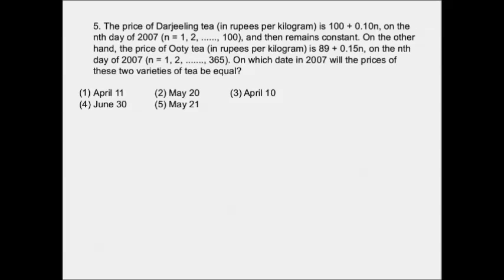It says the price of Darjeeling tea in rupees per kg is 100 plus 0.10 n, and here the value of n is up to 100 only. And the price of OTT is 89 plus 0.15 n, and here your n is less than or equal to 365. So the price of OTT increases throughout the year, but the price of Darjeeling tea increases only for the first 100 days. On the nth day of 2007, the question says, on which date will the prices of the two varieties be equal?